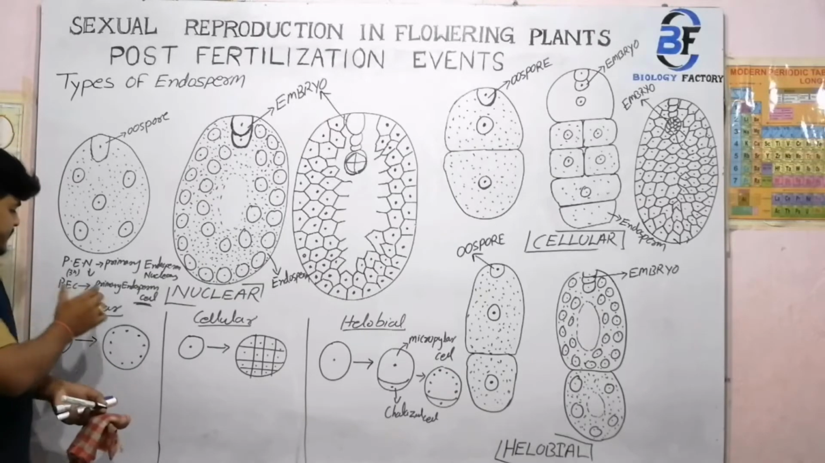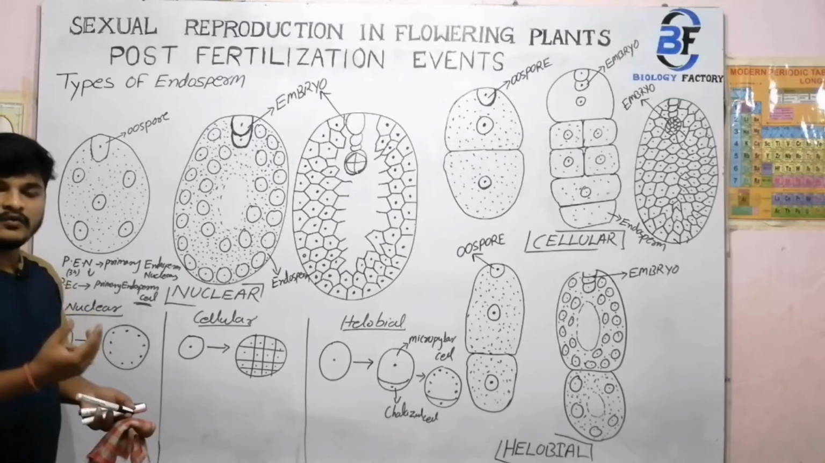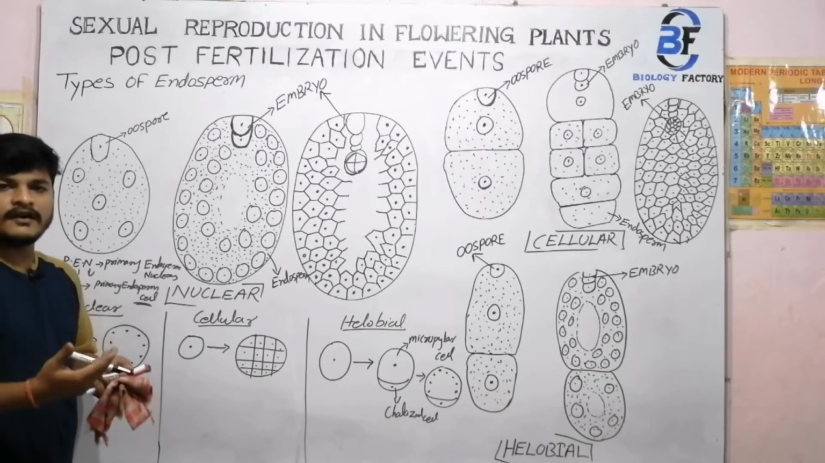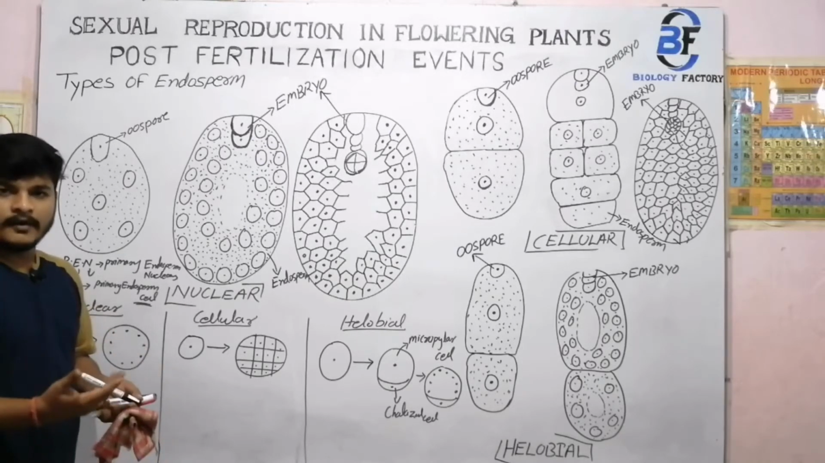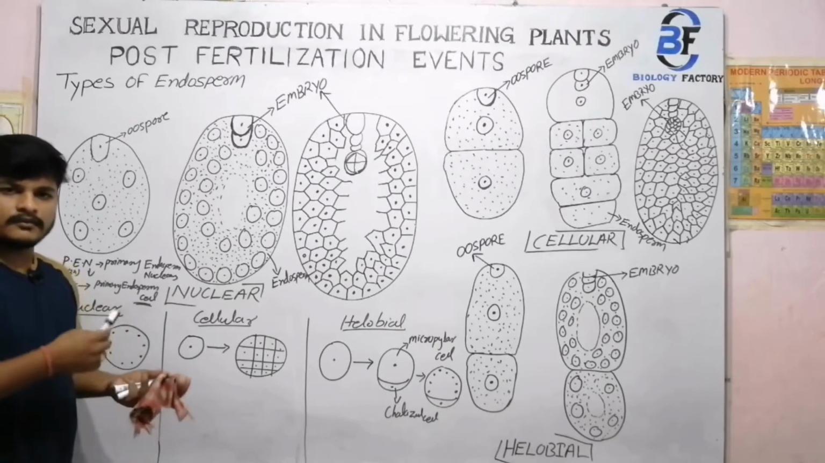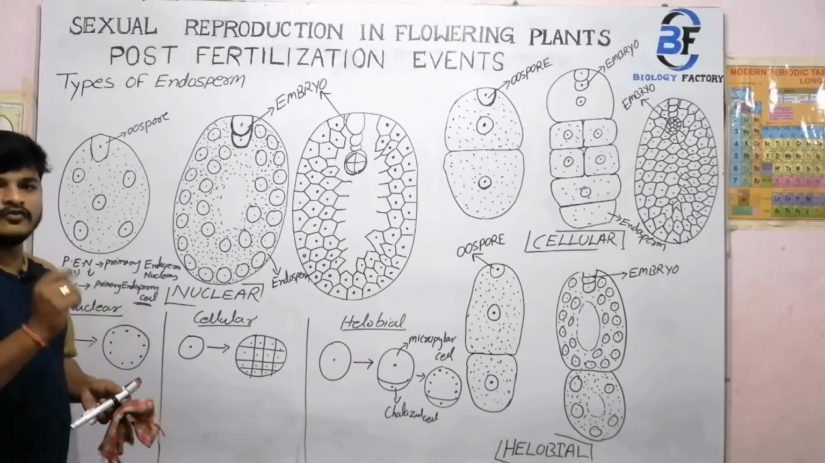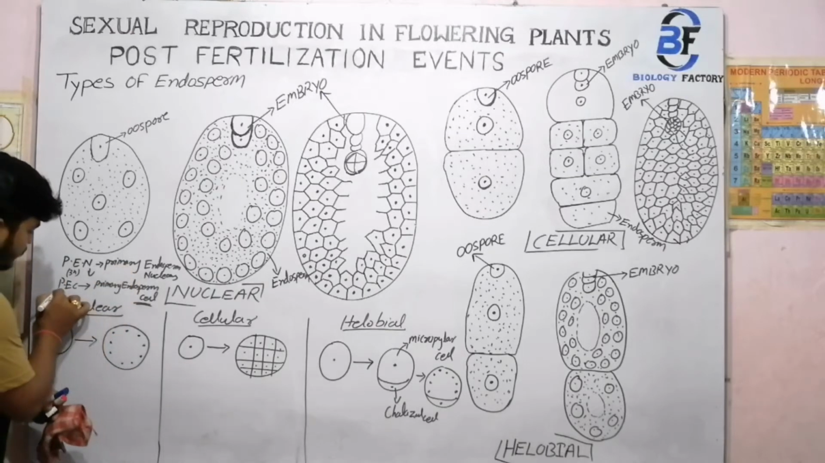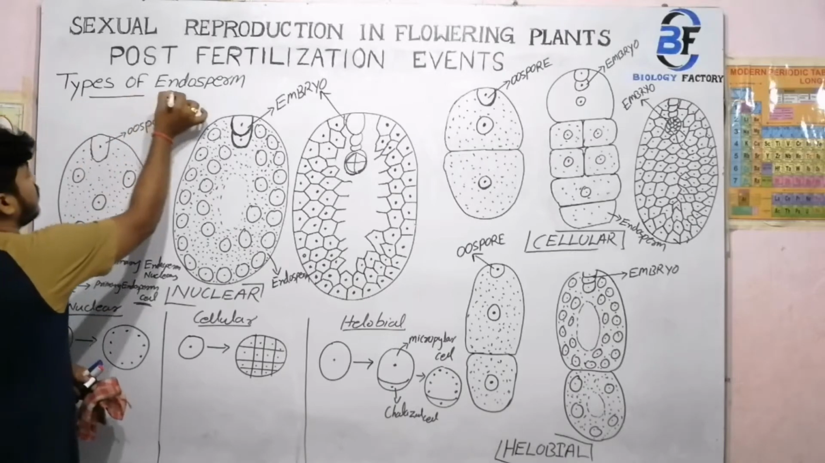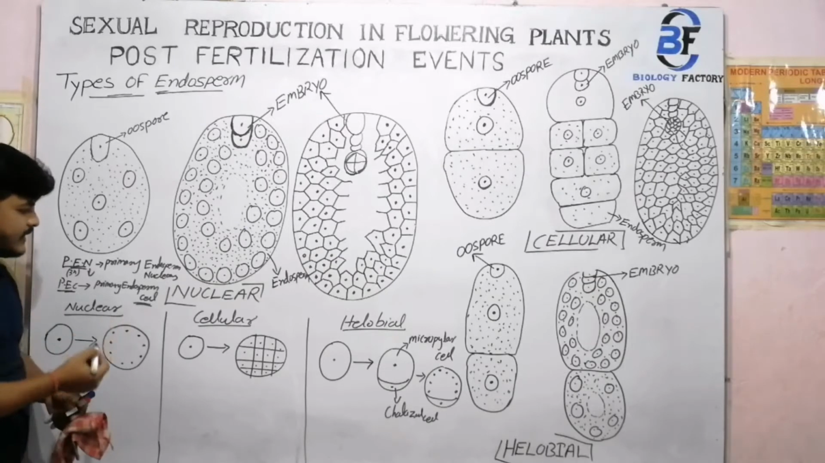So basically, when the primary endosperm nucleus gives rise to the primary endosperm cell, that nucleus can be divided in many ways. It can be divided horizontally, it can be divided vertically, and there are a lot of manners in which the nucleus is going to divide. According to this division of the nucleus, the endosperm is divided into three types.